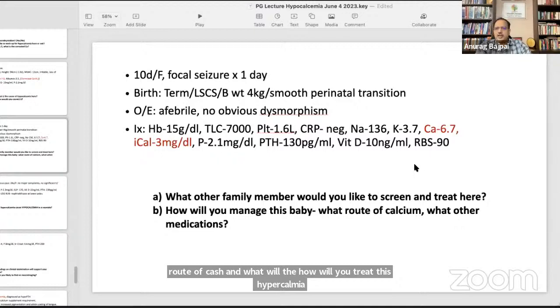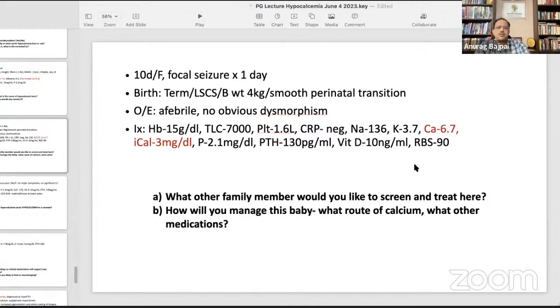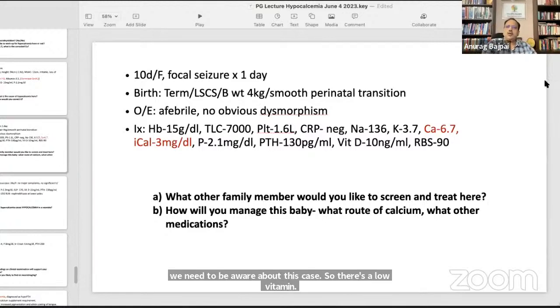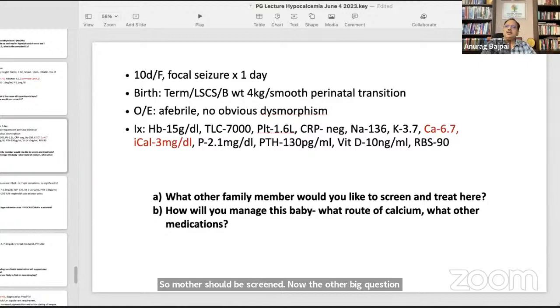Hypocalcemia, so maternal, yes, Dr. Robert Hamilton is mentioning that we should do maternal calcium, phosphorus, ALP, very important because of 2 reasons. One, a rare possibility of hyperparathyroidism there, and sometimes vitamin deficiency can also present in this age group. So we need to be aware about this case. There's a low vitamin D, so the mother should be screened. Now, the other big question is, what sort of treatment would you give for this child? So Vibha, what would you think at this point?